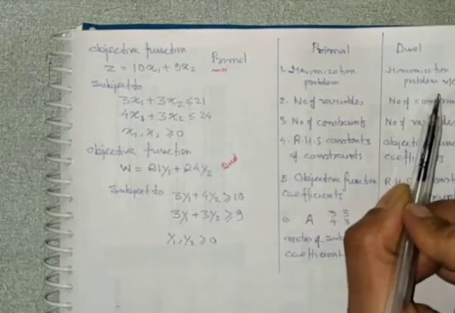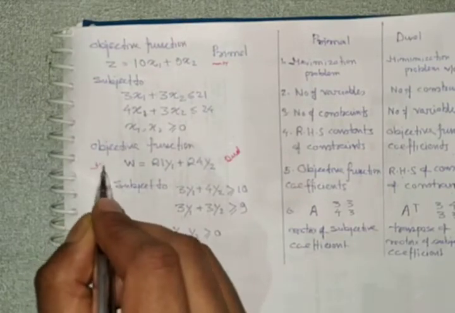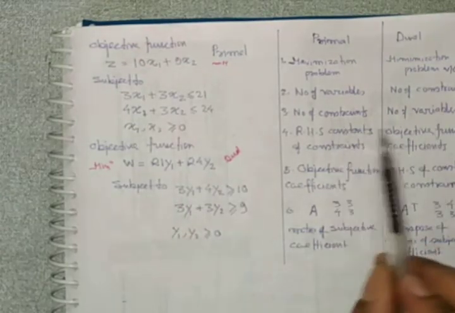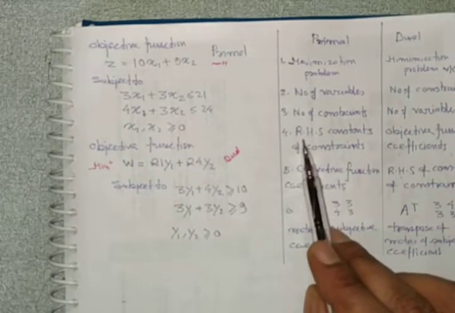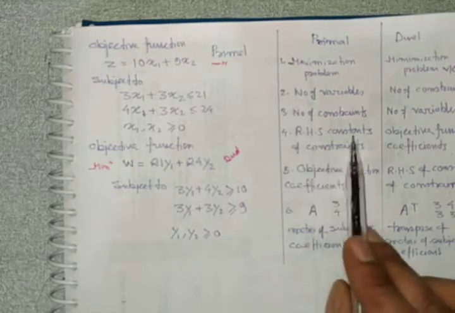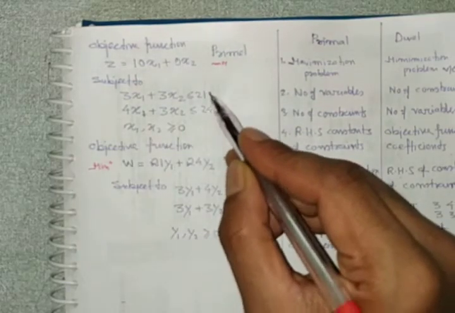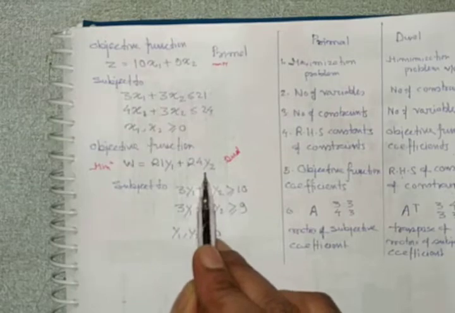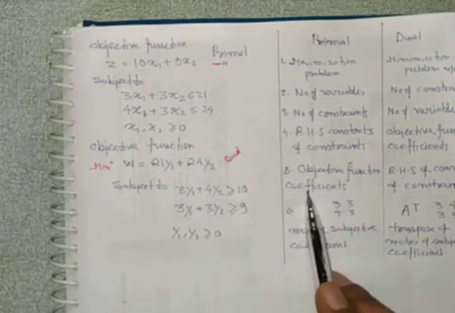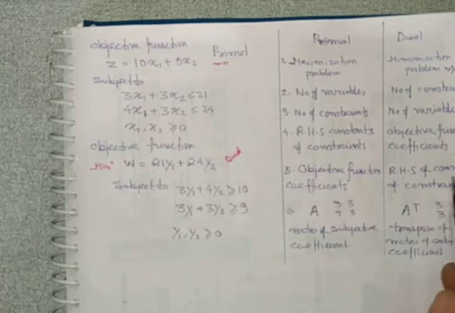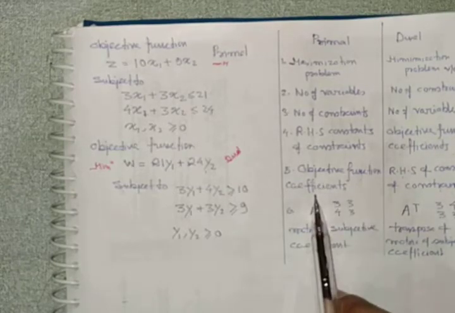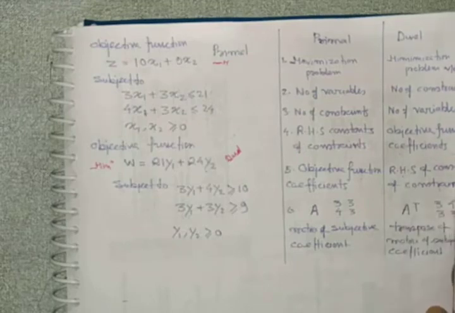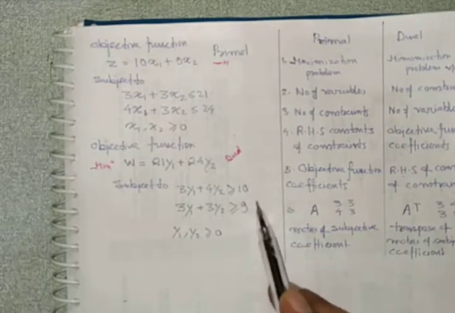so your maximization problem is converted into a minimization problem. W is equal to 21y1 plus 24y2. So here in the primal, the right hand side constants of the constraints, 21 and 24, become the coefficients of the objective function in the dual. And similarly, the objective function coefficients of the primal, 10 and 9, become the right hand side constants of the constraints of the dual.